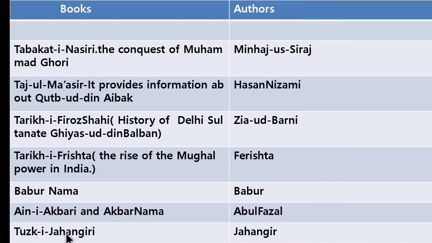Next is Tuzuk-i-Jahangiri. It is the autobiography of Jahangir. So children, note here, Babur-Nama was written by Babur, so it is called an autobiography, whereas Akbar's story was written by Abul Fazl, so it is a biography. And Jahangir's story was written by Jahangir, so it is an autobiography.